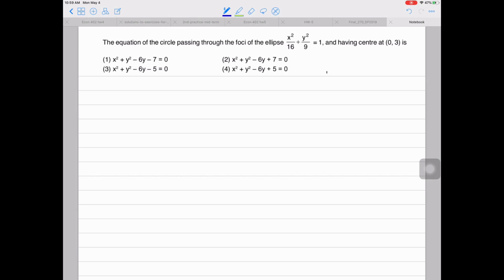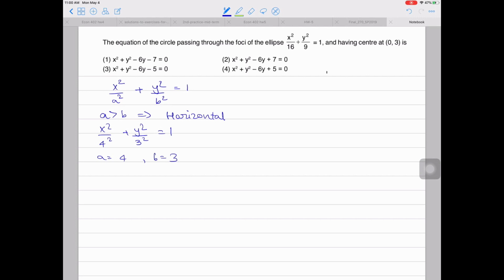So we know that the equation of an ellipse looks like x squared over a squared plus y squared over b squared equals 1, where if a is greater than b, then it is a horizontal ellipse. Here we know that the value of a is 4 and the value of b is 3. So this is a horizontal ellipse.